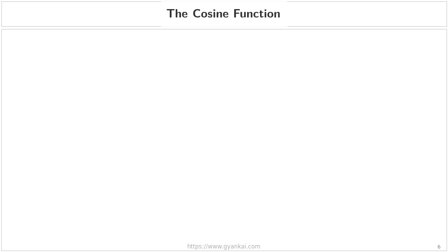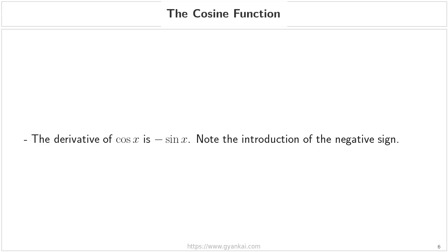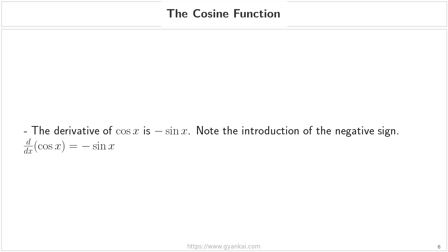The cosine function. Now, let's move on to the cosine function. The derivative of cosine x is negative sine x. I want you to pay close attention here. Unlike the sine function we just discussed in the previous slide, the derivative of cosine introduces a negative sign. This is a crucial detail that is very easy to overlook, so make sure you note this change. To put this into a formal mathematical statement, the derivative with respect to x of cosine x equals negative sine x.